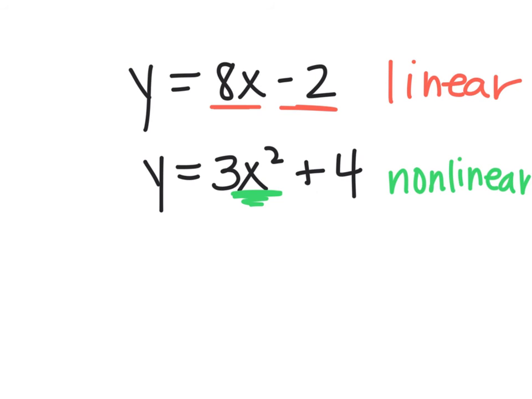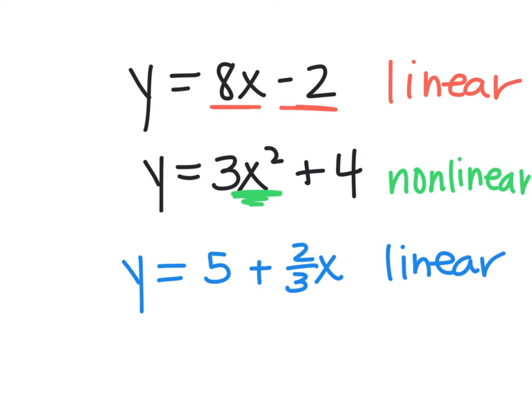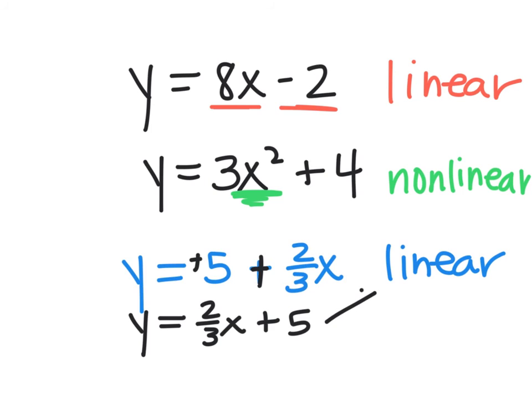Okay, now if I gave you one that might look a little tricky but still is correct, let's say I wrote y equals 5 plus 2/3 x. Okay, this would still be linear. It'll still make a line because you can write it in y equals mx plus b form. All I would need to do is flip-flop these. I would say y equals 2/3 x plus 5. And notice how they were both positive, so I kept their signs the same. So this, again, would make a line.